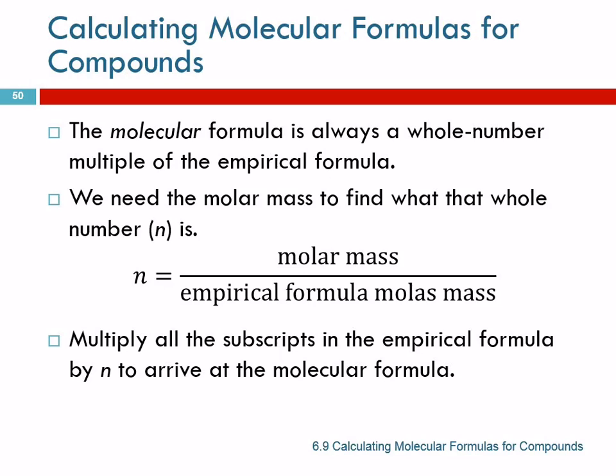So we need to find out what that multiple is. You take the molar mass that you're given, you divide it by the empirical formula molar mass. Look at the empirical formula we just calculated. Calculate the molar mass for that. See how many times that goes into the molar mass. And then multiply all the subscripts by n to get your molecular formula.